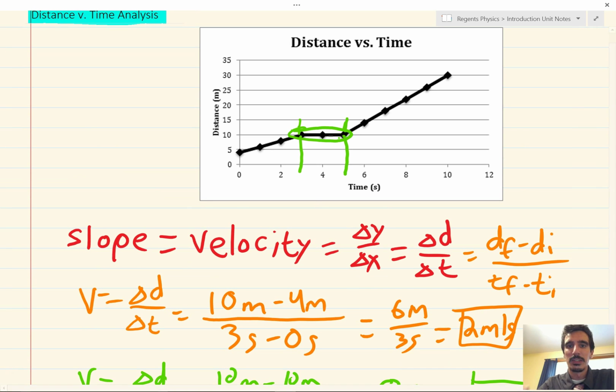And that makes sense. If you look at the graph, the person is just hanging out right here. They're not gaining any distance. Time is moving forward, so they're just sitting still.